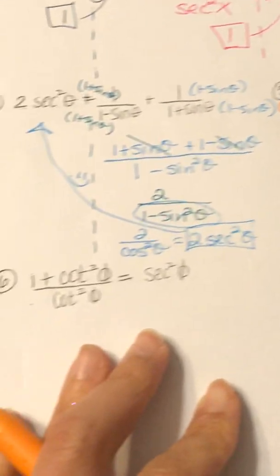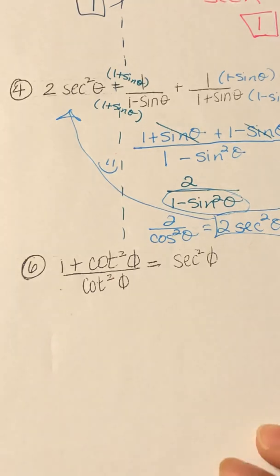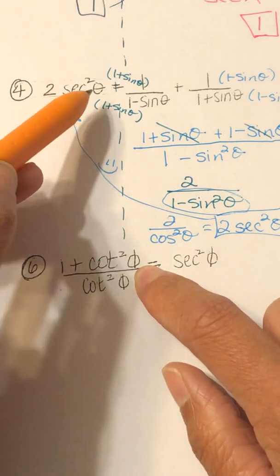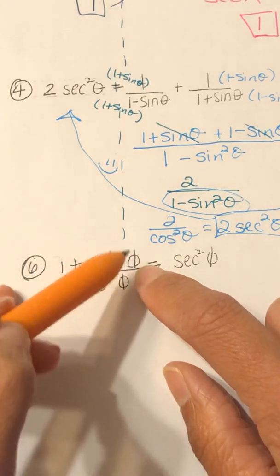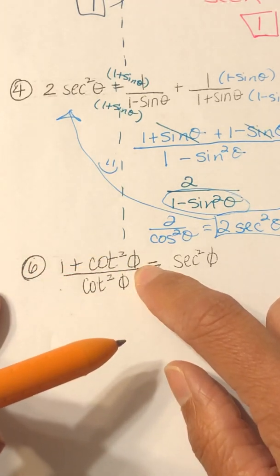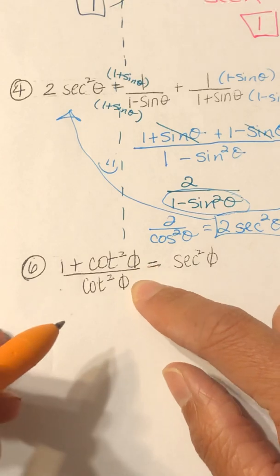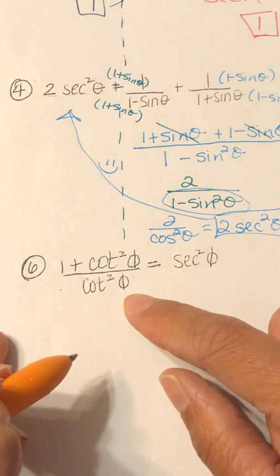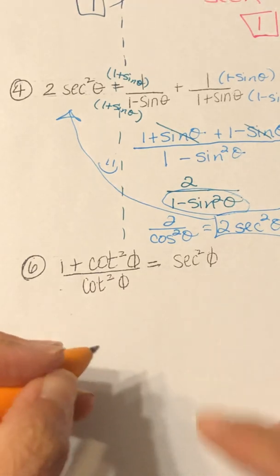Okay. Number 6, 1 plus cotangent squared phi, this symbol, it's not a theta because theta has the line through the middle. This one has a line vertically through the top, so it's called phi, P-H-I. So 1 plus cotangent squared of phi over cotangent squared phi equals secant squared phi. All right.